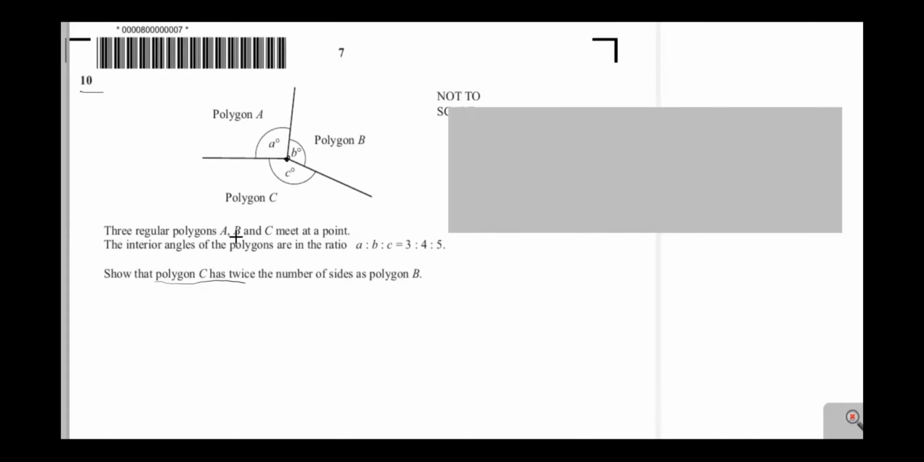Question 10. Three polygons A, B, C meet at a point. The interior angles of polygons A, B, C are in the ratio 3 : 4 : 5. Show that polygon C has twice the number of sides of polygon B.